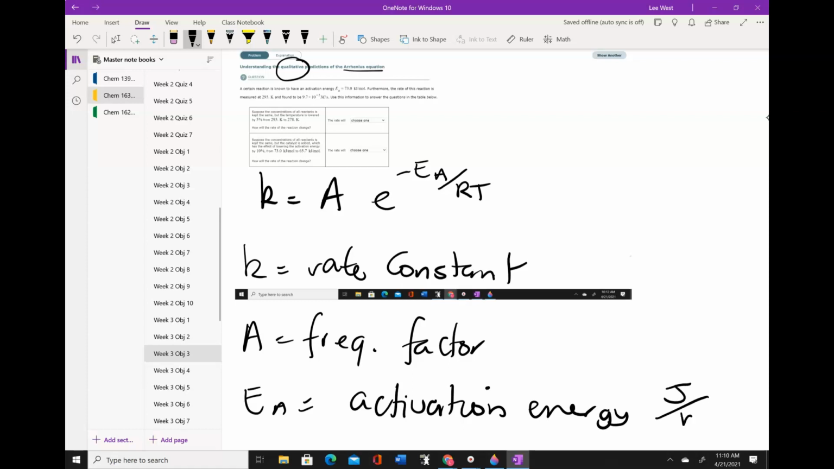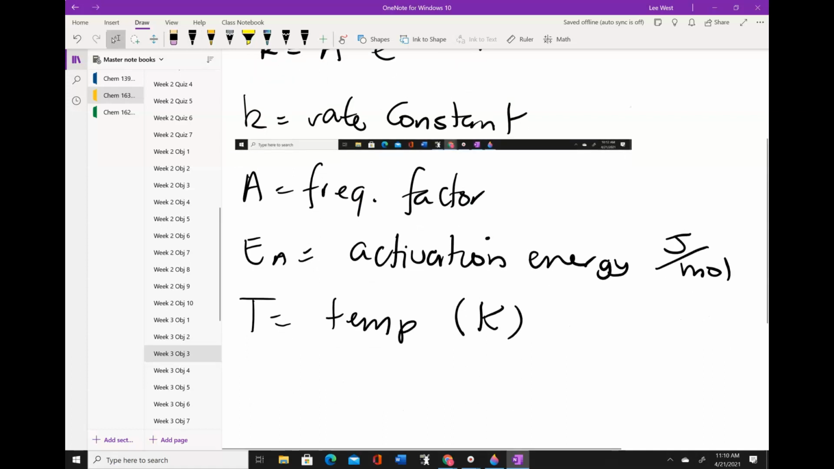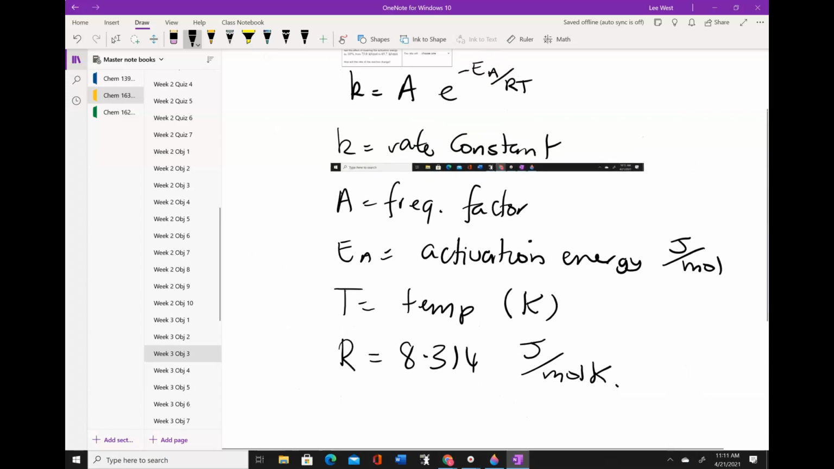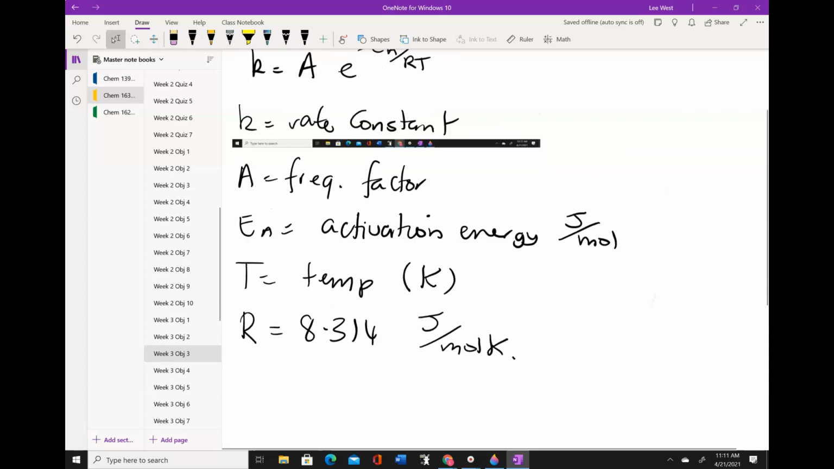And it needs to be given in joules per mole. Often in the problem, it's stated in kilojoules per mole. T is your temperature in Kelvin. And then so that we end up with a unitless term for the exponent there, R is the ideal gas constant, but it has to be given with units of joules per mole per degree Kelvin, so it has a value of 8.314. So when we put all of this together, what does it mean?